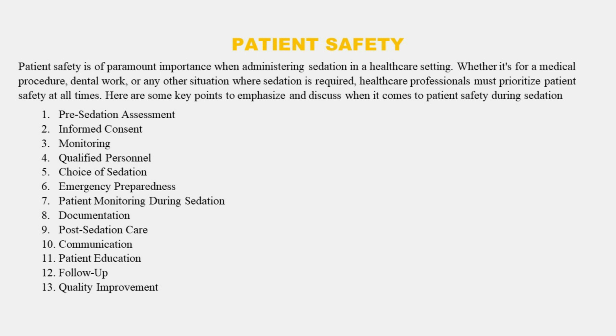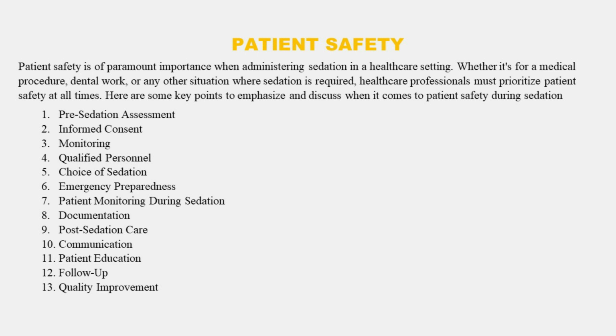Here are some key points to emphasize and discuss when it comes to patient safety during sedation. 1. Pre-sedation assessment. Thoroughly assess the patient's medical history, allergies, current medications, and any pre-existing conditions that may affect the choice of sedation and the patient's response to it. Evaluate the patient's physical status and suitability for sedation using appropriate classification systems, for example, ASA Physical Status Classification. 2. Informed consent. Ensure that the patient or their legal guardian provides informed consent, which should include information about the risks and benefits of sedation and alternatives.